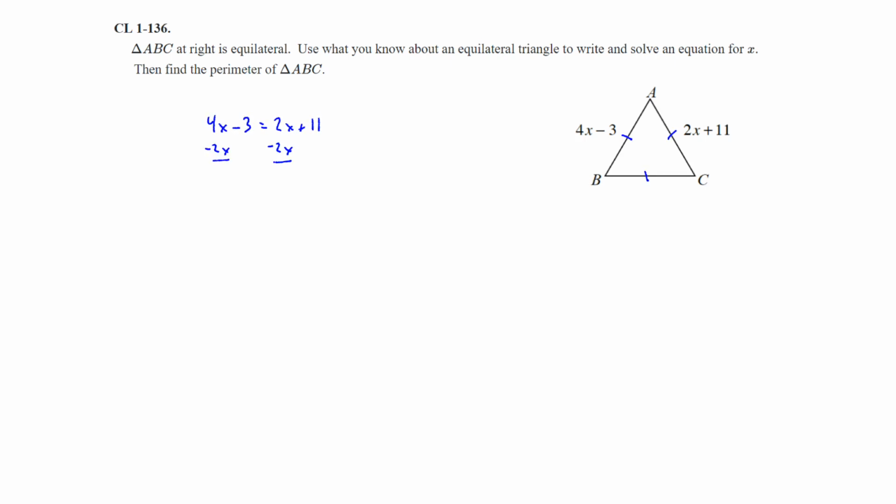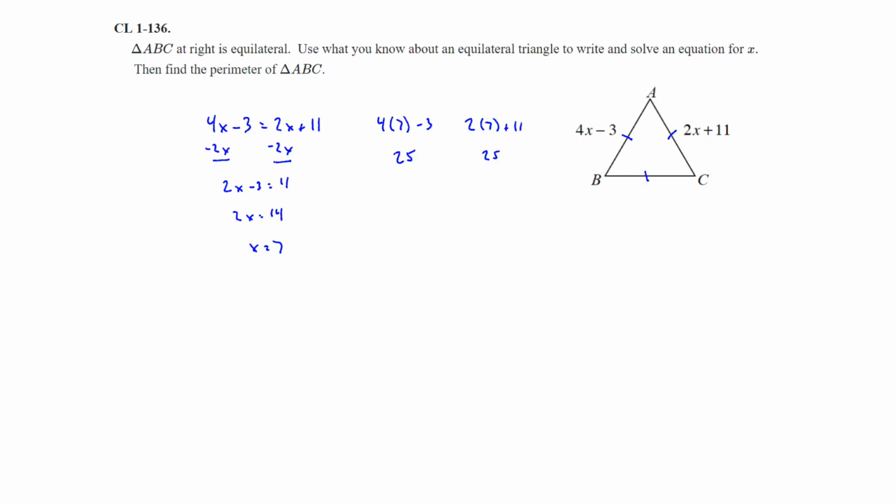And then that will allow us to plug it back in and see what the side lengths actually are if we need to. So 2x minus 3 is equal to 11. Add 3 to the other side to get 14. Divide by 2. And x is equal to 7. So 4 times 7 minus 3, that would be 28 minus 3 is 25. If I do the same thing on this one, I should get 25 also. 2 times 7 is 14. 14 plus 11 is also 25.